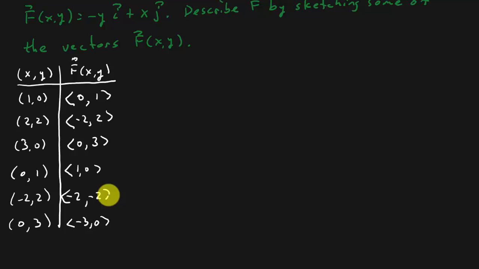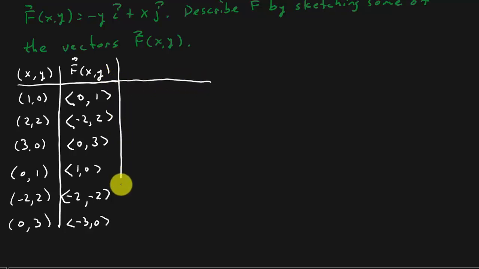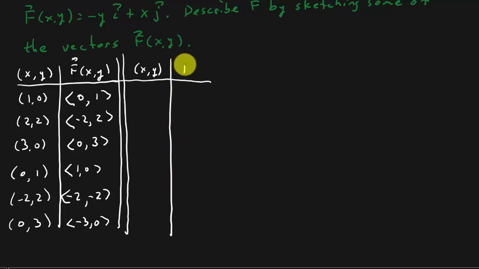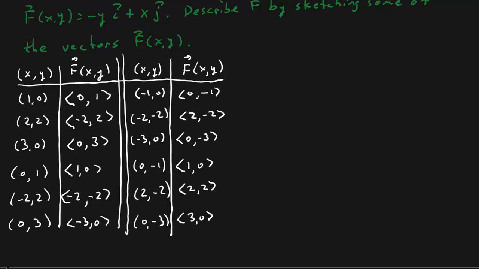All right, so we plug those points in, and now let's just go ahead and pick some more points. I will pause the video to do that, so you don't have to sit there and watch me write all this stuff out. It's going to be just like what we did in the first column. All right. So now we're ready to sketch this.